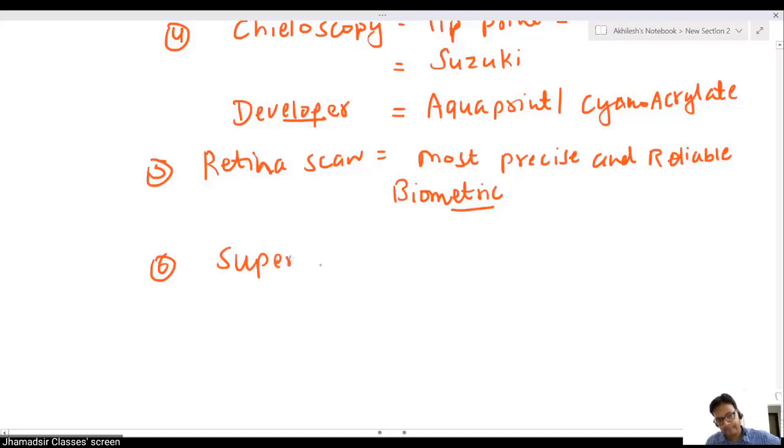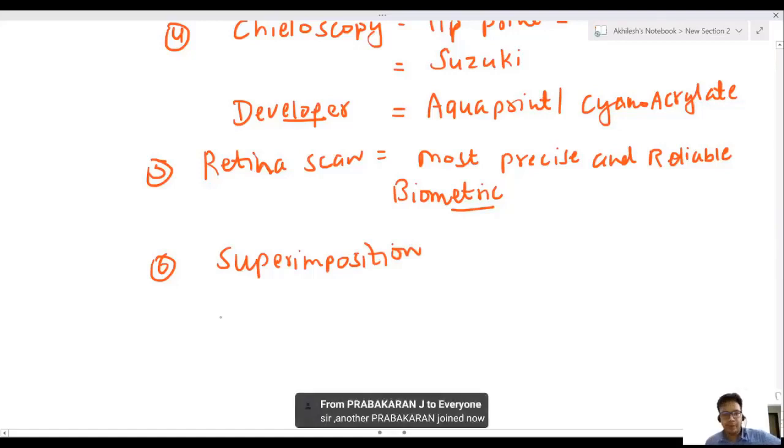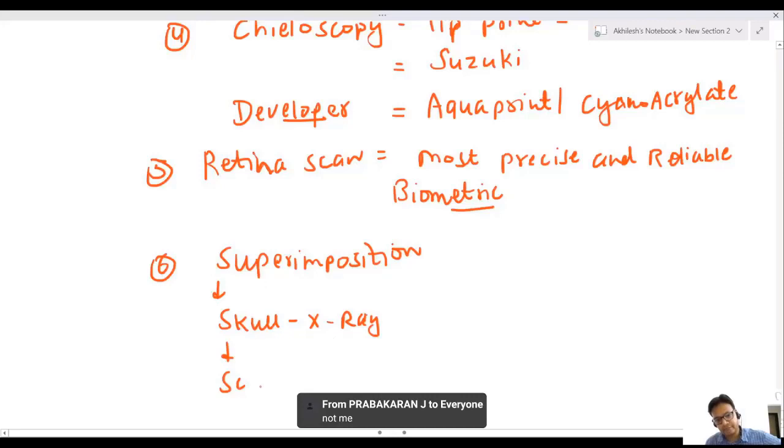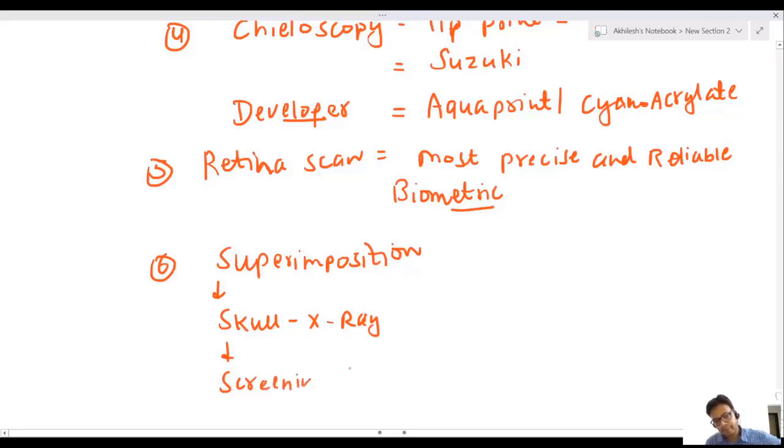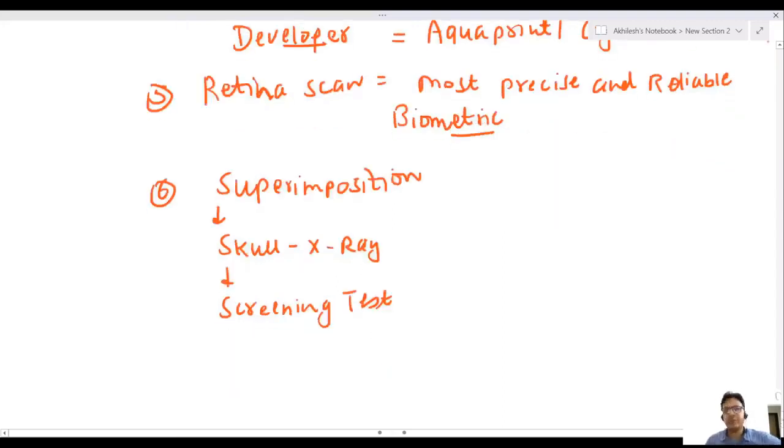What is superimposition technique? In superimposition technique, we use skull X-ray, and it is a screening test. Superimposition technique. Okay, there is another Prabhakaran, no problem. It is superimposition technique. We are using skull X-ray. It is a screening test.